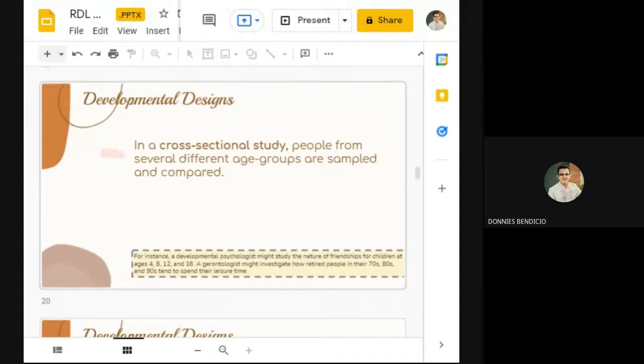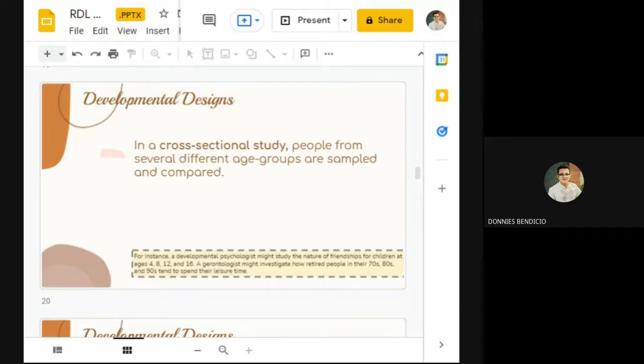So, punta naman tayo sa mga developmental designs. Okay? So, developmental designs, we have cross-sectional study. People from several different age groups are sampled and compared. Okay? Meron tayong specific na grupo ng age na iniimbestigahan. So for instance, a developmental psychologist might study the nature of friendship for children at ages 4, 8, 12, and 16. Okay? So meron siyang specific group of individuals based on age lamang. So ang tawag dito ay cross-sectional study.